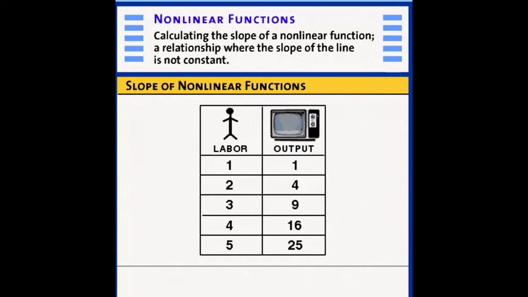Here is my relationship. If you have one worker working by himself, he can make a single television in a day. If you have two workers cooperating, they can make 4 televisions in a day. If you have 3 workers, 9, 4 workers, 16, 5 workers can make 25 televisions, and so forth. Now, notice this relationship is one of exponential increase. That is, the number of TVs are increasing much faster than the number of workers. So in this case, our slope will not be constant.